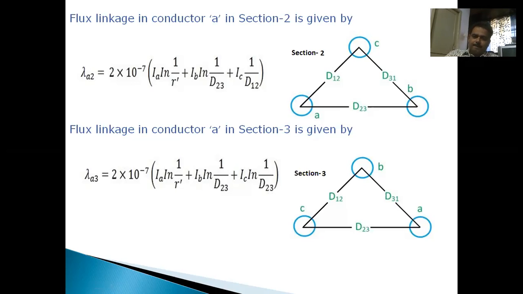Okay. Next, again the distance between these two is D23. So due to current IC, ln D23. So here this is correct, but here it is D13. Now is it clear? Please respond.